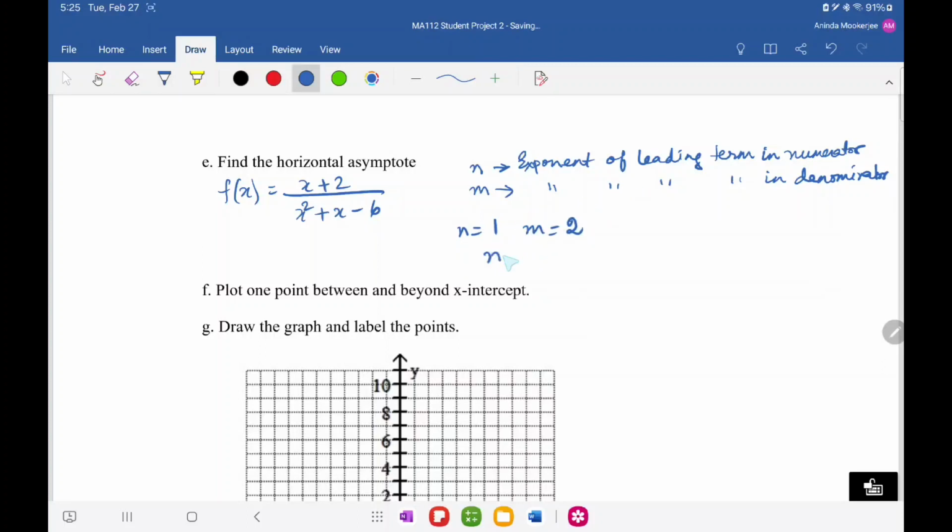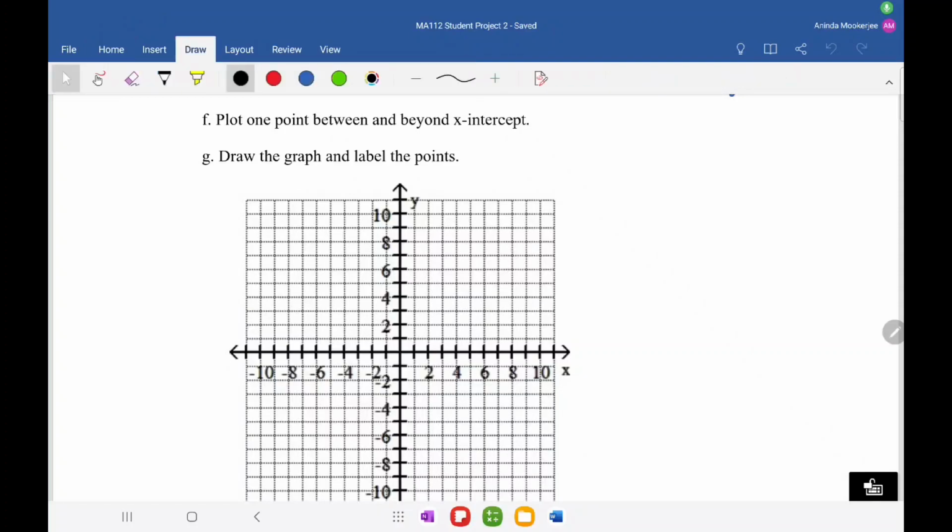And then we do a comparison. So n is less than m, and when that happens, the horizontal asymptote is going to be the x-axis. Horizontal asymptote is the x-axis, or in equation form, it's the line y equal to 0. All right. Now we need some additional points before we can go ahead and graph this function.